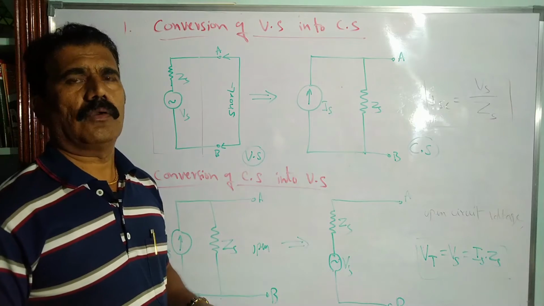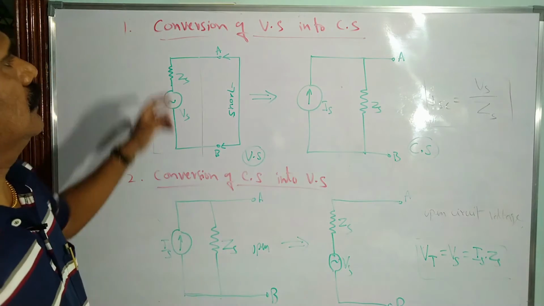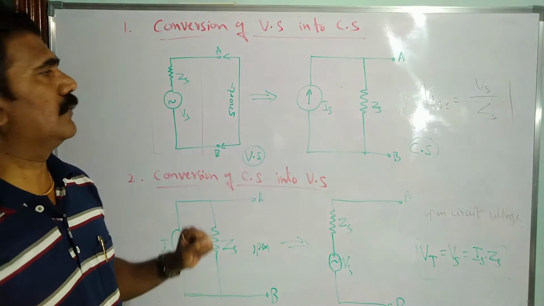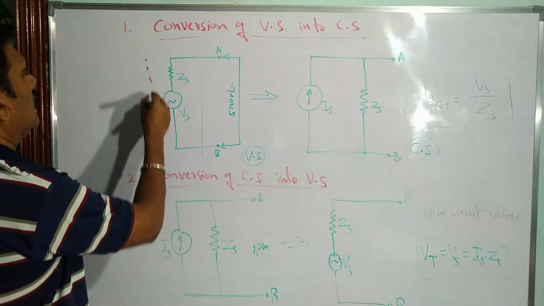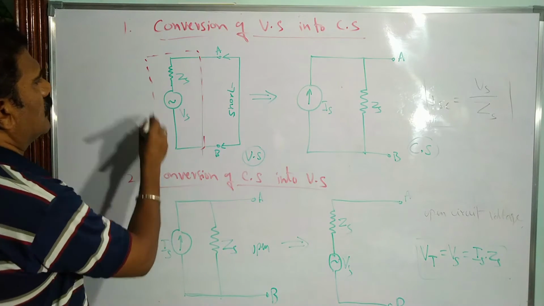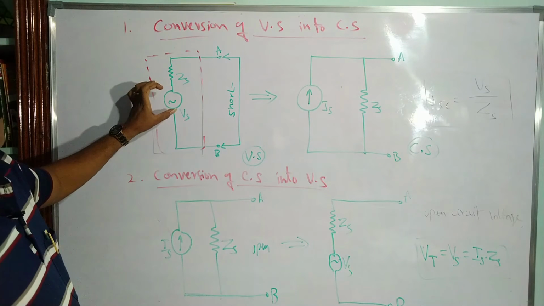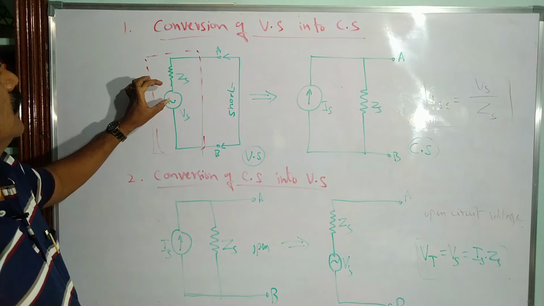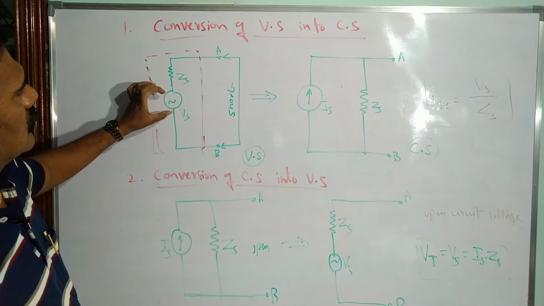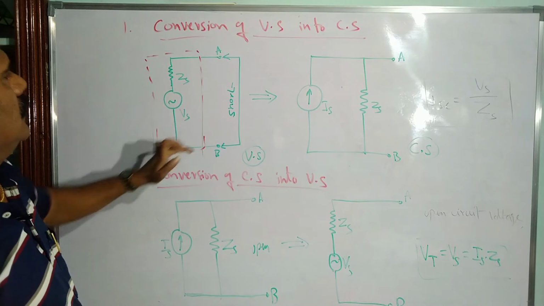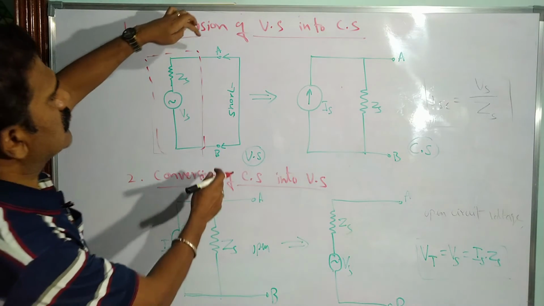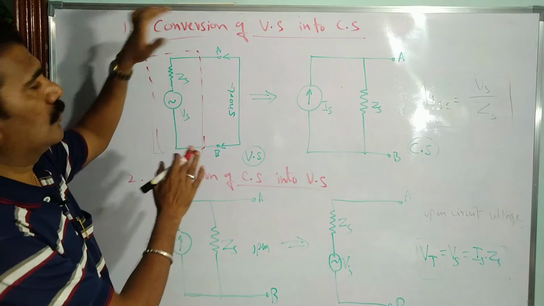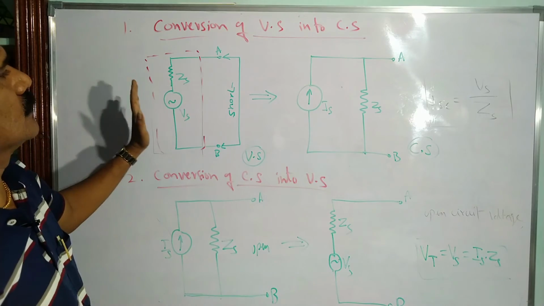Clear? At last we can show how we can convert the voltage source into current source or current source into voltage source. For that, I am considering a practical voltage source here. This is the part of the circuit in which we have an AC voltage source with a series impedance connected in series. That combination of a voltage source with a series impedance, open across the terminals A and B, is considered a practical voltage source. So how to convert this practical voltage source into current source?